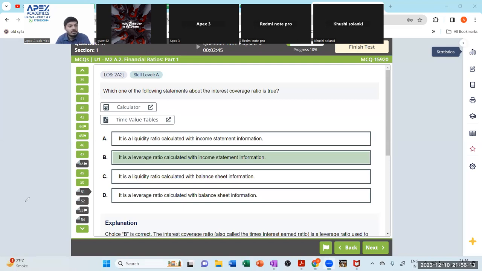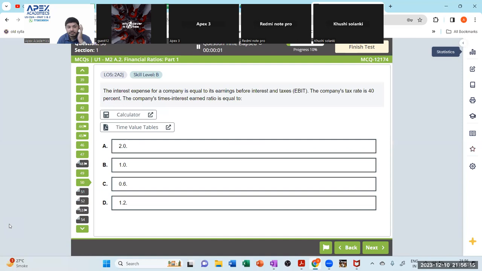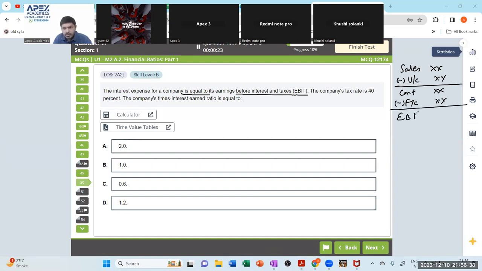So this is over. Now question 50: the interest expense for a company is equal to its earnings before interest and tax. Okay, interesting. Sales minus variable cost is equal to contribution, minus fixed cost is equal to EBIT of 10 lakhs, minus interest of 10 lakhs. So EBT is equal to nil. Always keep in mind one thing.